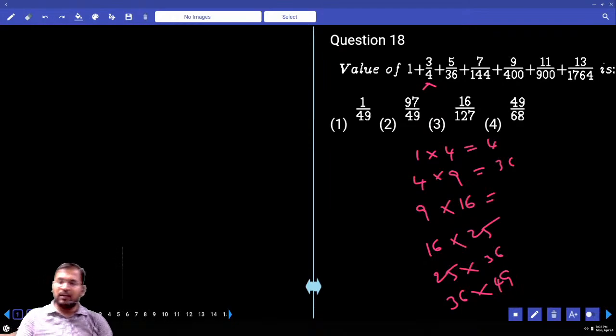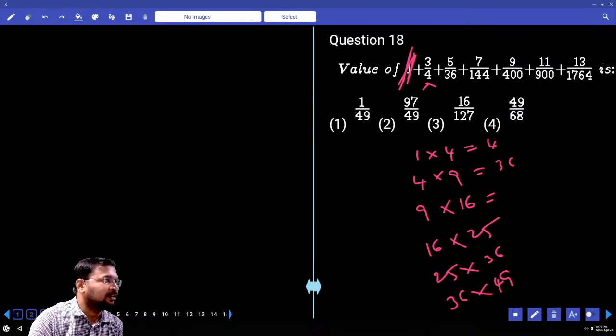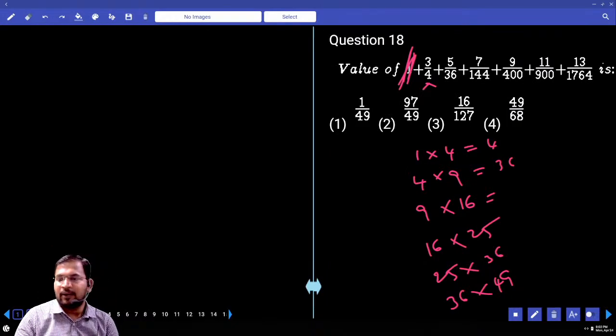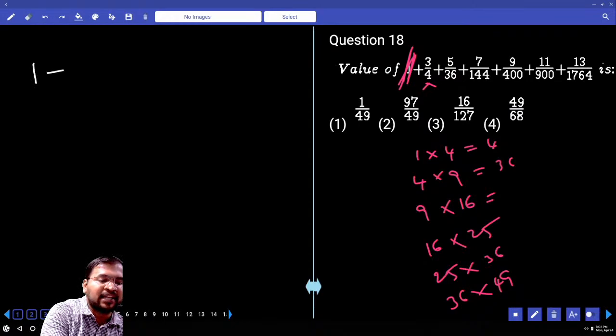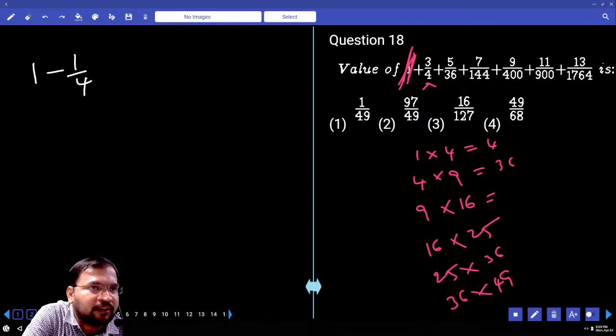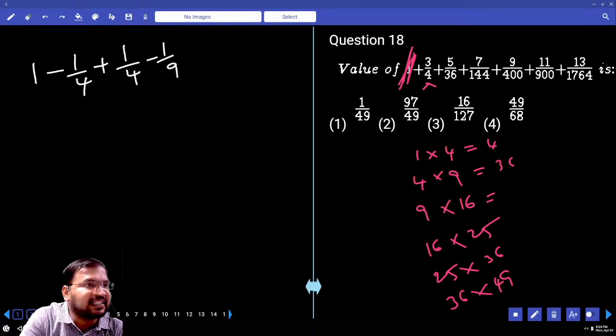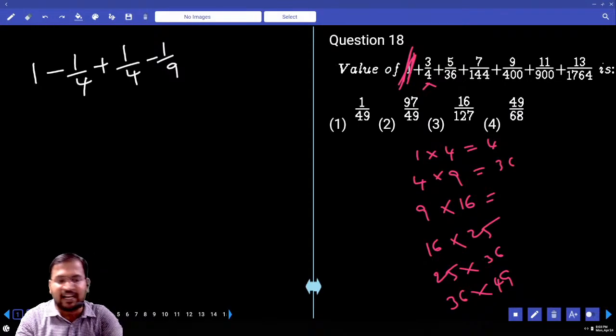Now keep one aside. Just forget about that one. We'll add it at the end. 3 by 4 you can write as 1 minus 1 by 4. 1 minus 1 by 4 is nothing but 3 by 4 only. Similarly, 5 by 36, I am going to write as 1 by 4 minus 1 by 9. LCM is 36. 9 minus 4 is nothing but 5. 5 by 36 only. Similarly write the remaining.